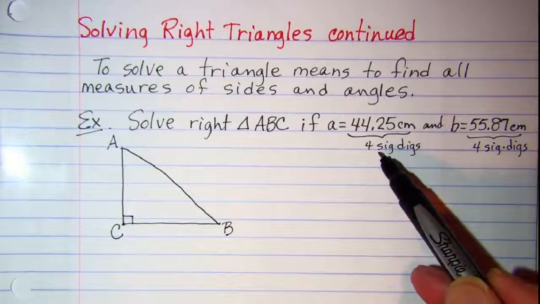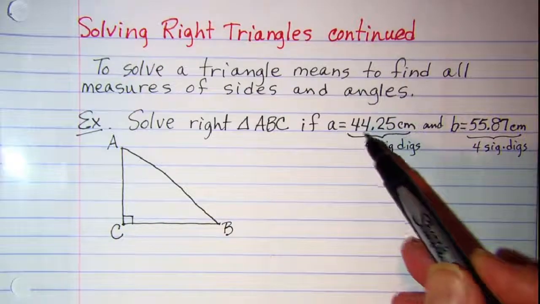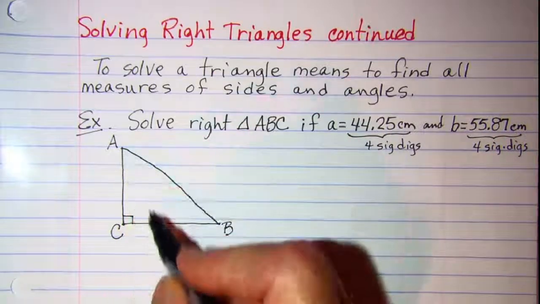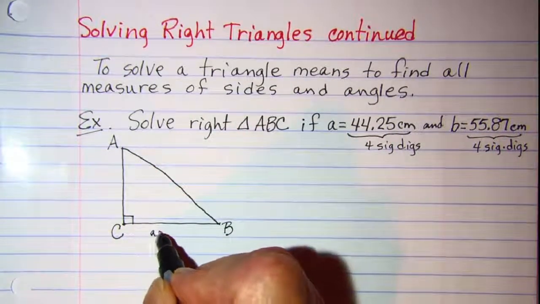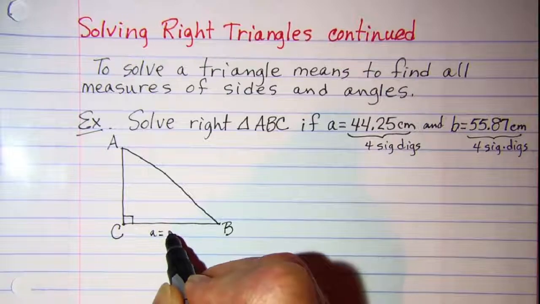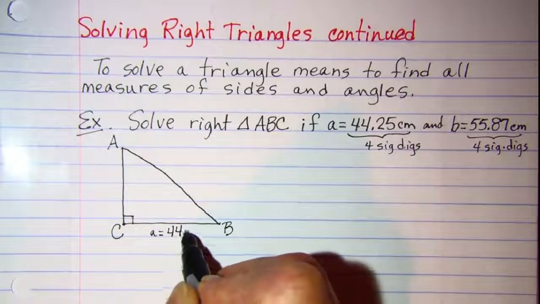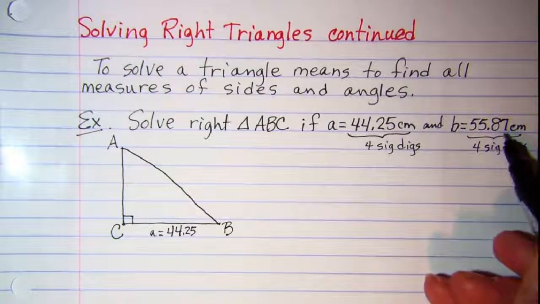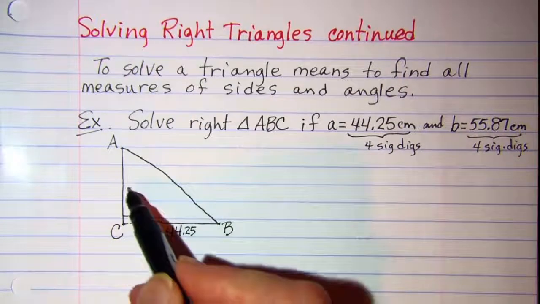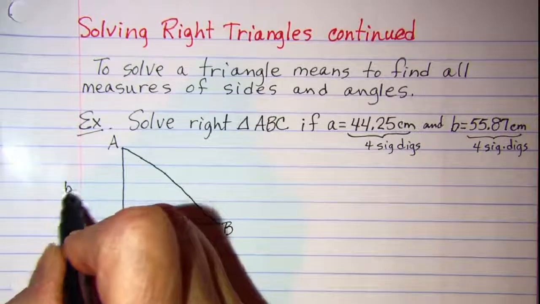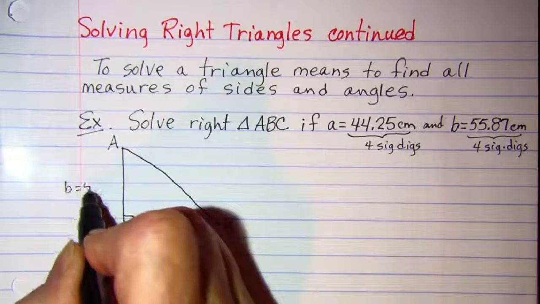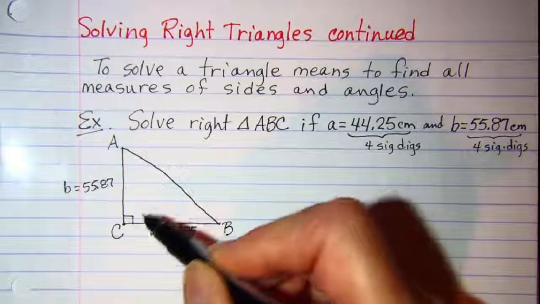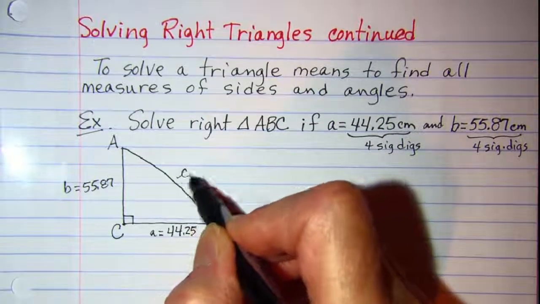Now we know that side A is 44.25. Side A is the side opposite angle A. So we would write A is 44.25 down here. And then B is 55.87. That side is opposite angle B. So B is equal to 55.87. And then C is opposite my right angle.